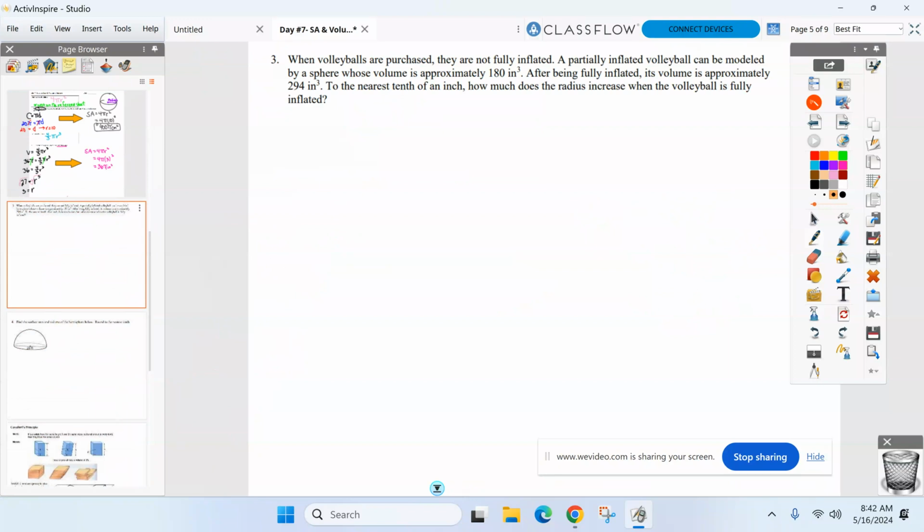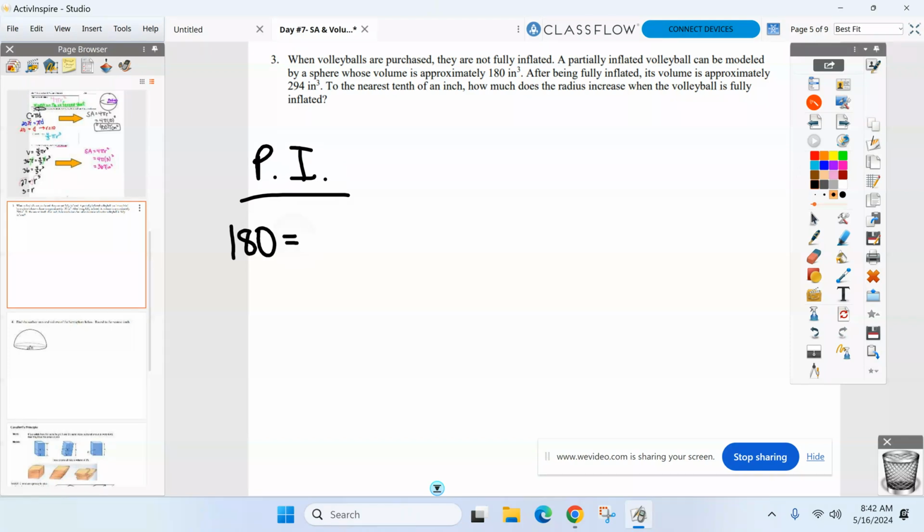What's the difference in the radii? That's what I'm looking for. How much does the radius increase from the partially to the fully inflated? All right, looking for the difference in the radii. That's what we need to solve for. There is one thing that happens here that has not happened to us yet, and I don't want you to get nervous. So let's talk about the partially inflated. Partially is 180 for the volume.